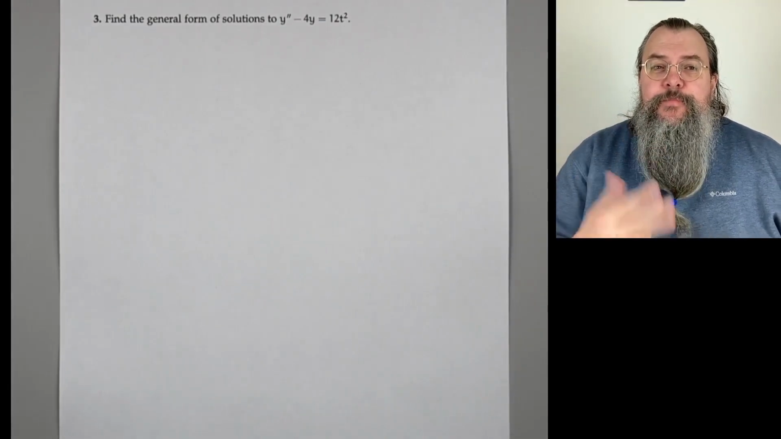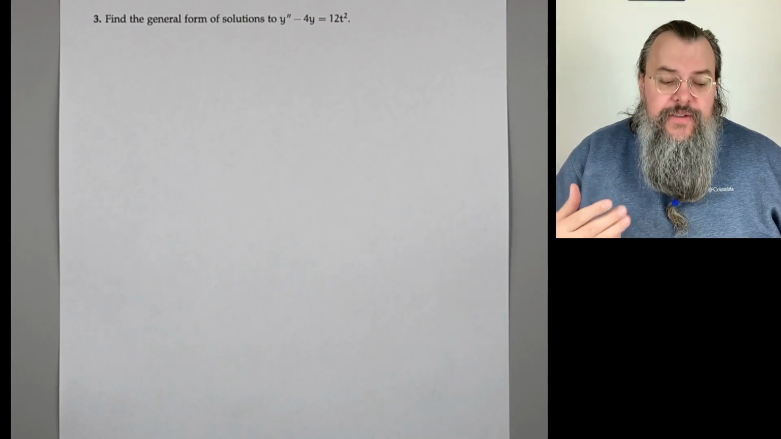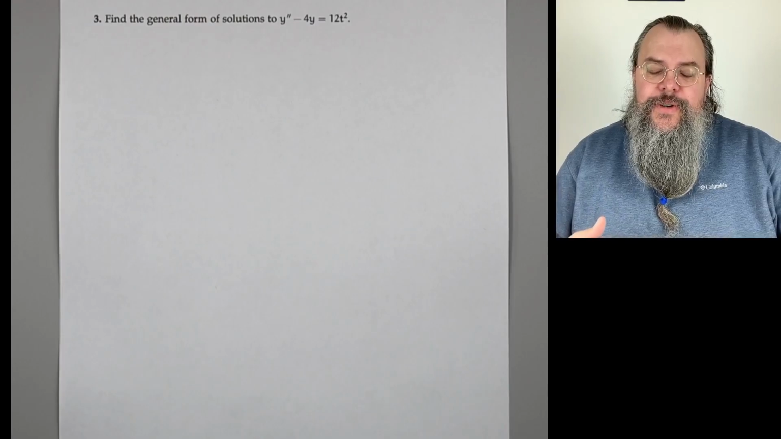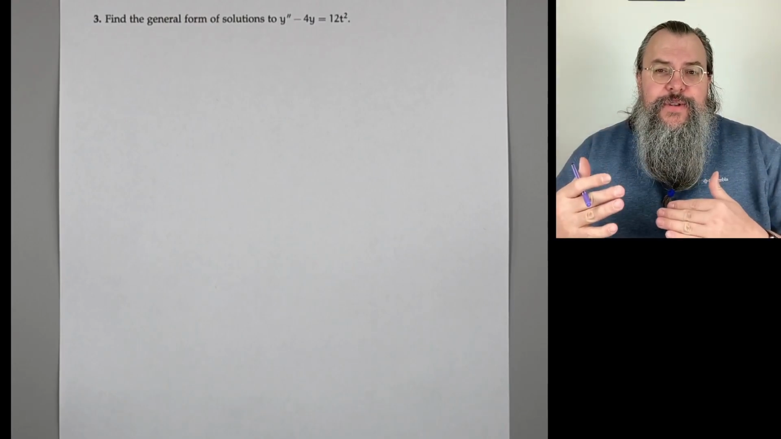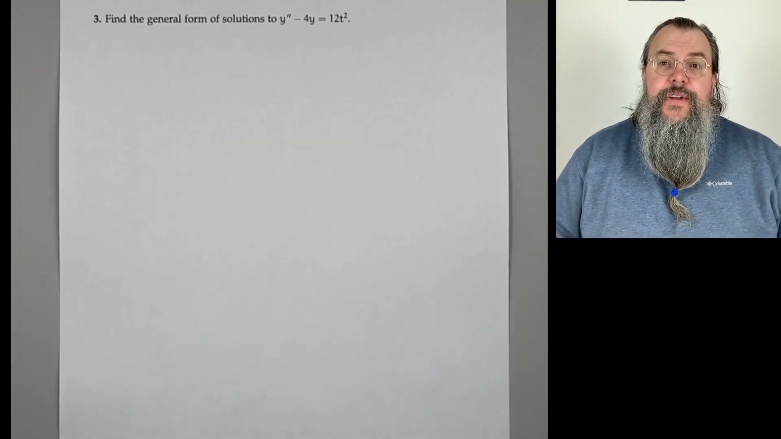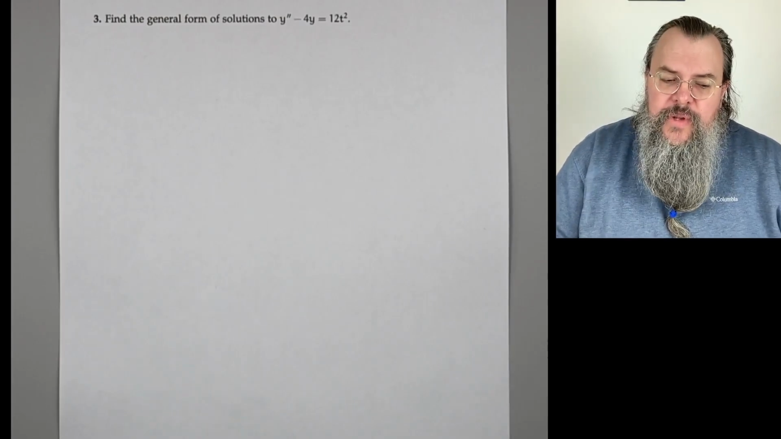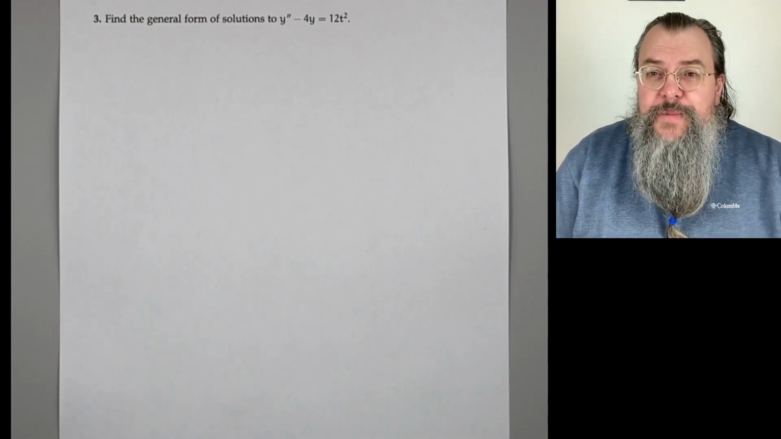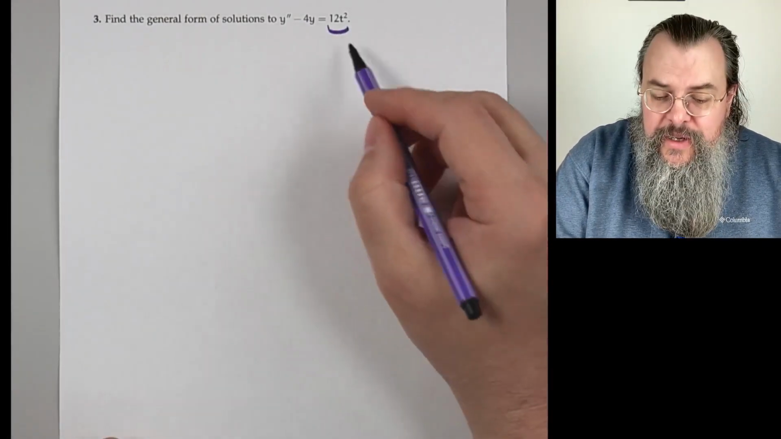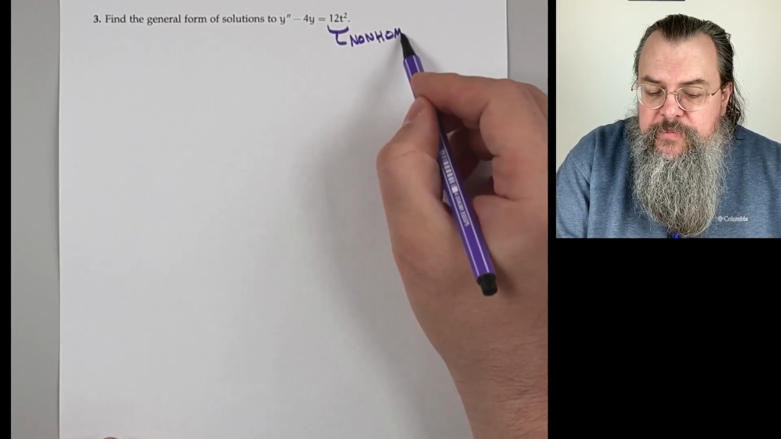Number 3, find the general form of solutions to y double prime minus 4y is equal to 12t squared. All right, so now we're into higher order differential equations. This is a second order because it involves two derivatives. And we have to ask ourselves the question, how do we go about solving this? Well, notice something here. This part, 12t squared. This makes it a non-homogeneous problem.